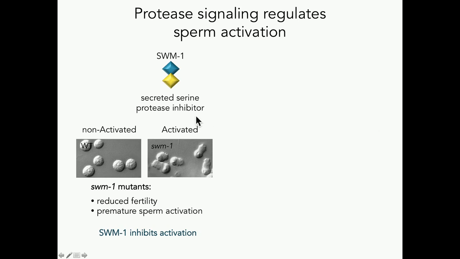When dissected out, as is shown here in this image, SWM-1 mutants have prematurely activated sperm with a fully extended pseudopod. This causes a significant reduction in fertility because SWM-1 mutant sperm cannot be transferred to hermaphrodites efficiently, indicating that the role of SWM-1 is to inhibit activation.